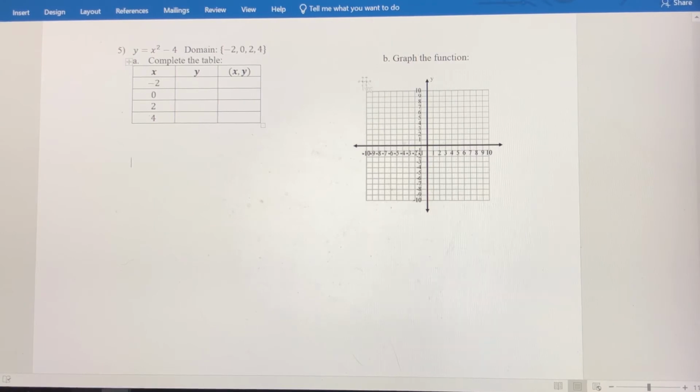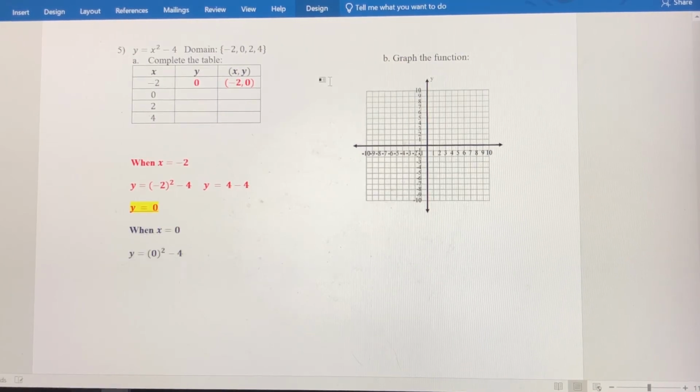All right, so first thing we're going to do, when x equals negative 2, we're going to plug that in. Remember your order of operations, negative 2 squared, we have to do that first. So that's going to be positive 4, and then take away this 4. So 4 minus 4 is 0. So when x equals negative 2, y equals 0, which gives me an ordered pair of negative 2, comma 0. All right, let's plug in 0 for x. When x equals 0, I get 0 squared minus 4. Well, 0 to any power is going to be 0, except for the power 0. 0 squared is going to be 0, minus 4 is going to give me negative 4. So when x equals 0, y equals negative 4, which gives me an ordered pair of 0, comma, negative 4.